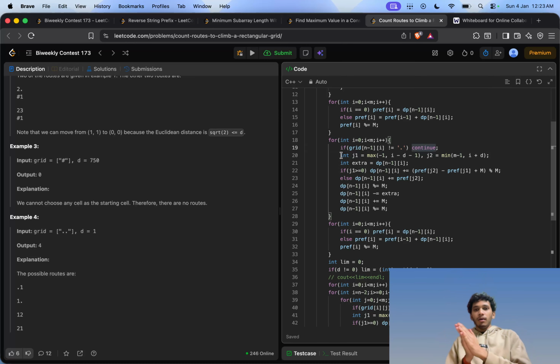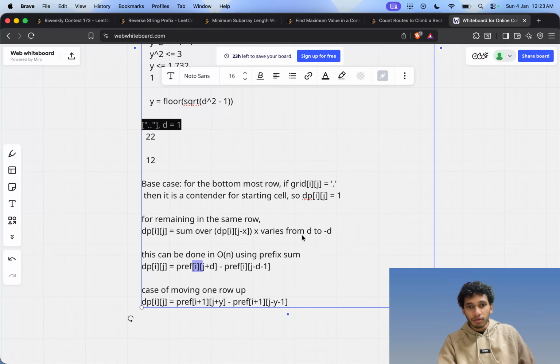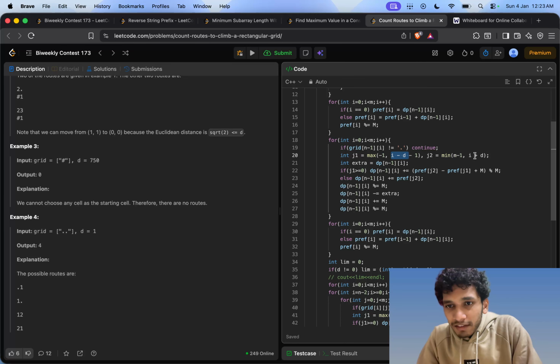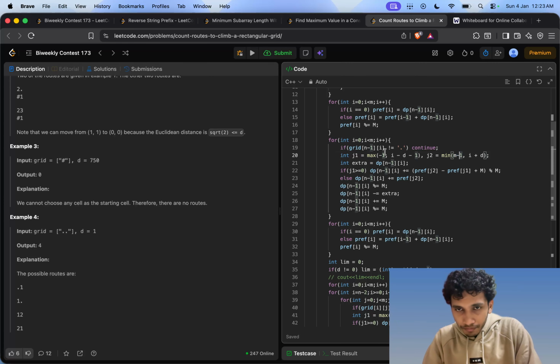Now what is the minimum possible column which corresponds to this column in current operation? It is equal to j minus d minus 1. Okay, here we discussed it, j minus d minus 1. And what is the maximum possible? It is j plus d. Okay. And if it goes out of the range, just take min with m minus 1. Okay. Because it is the maximum possible column.